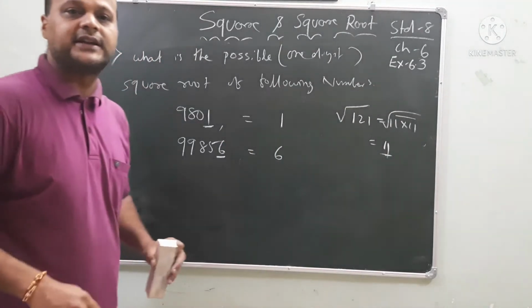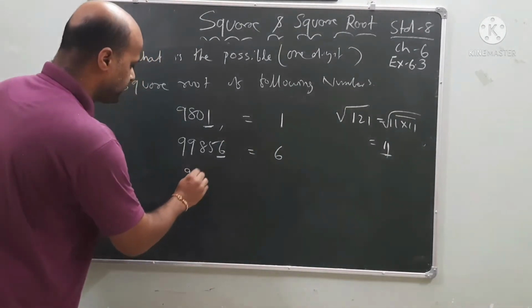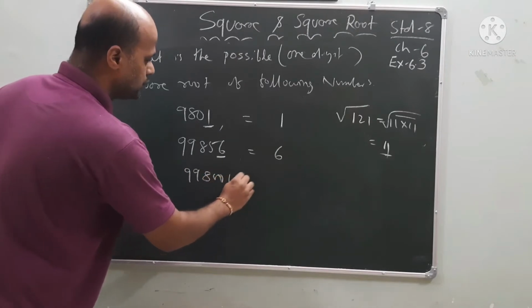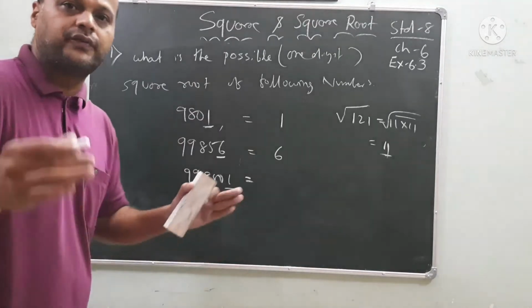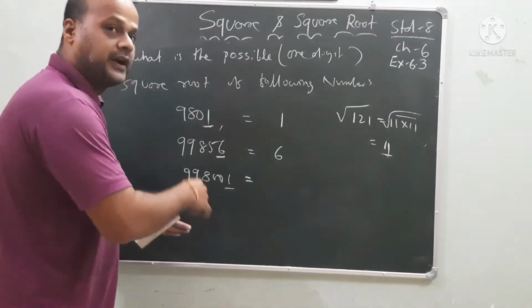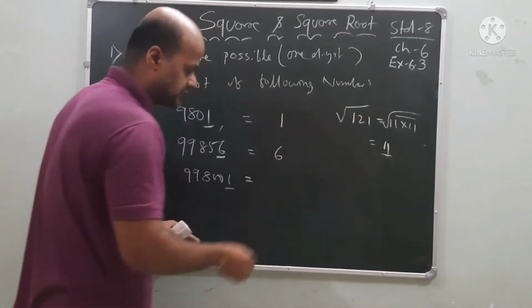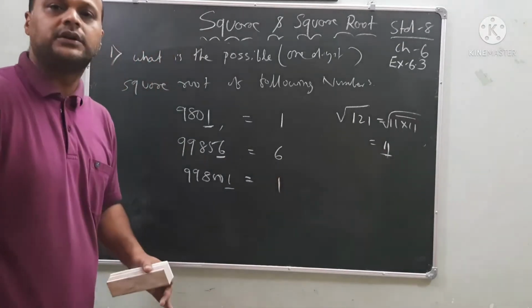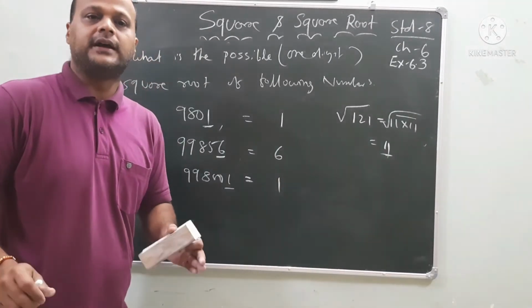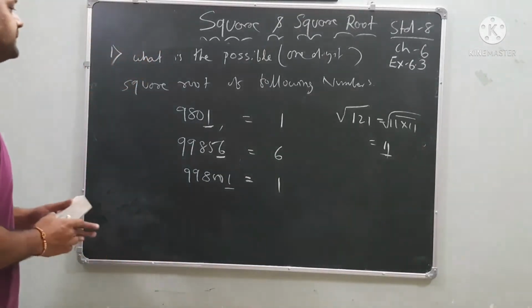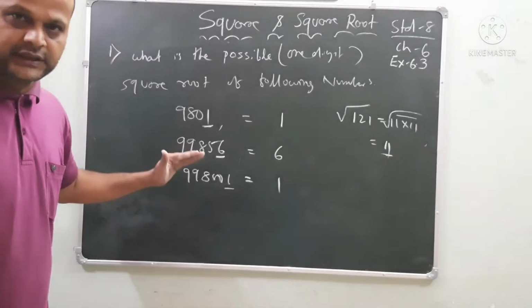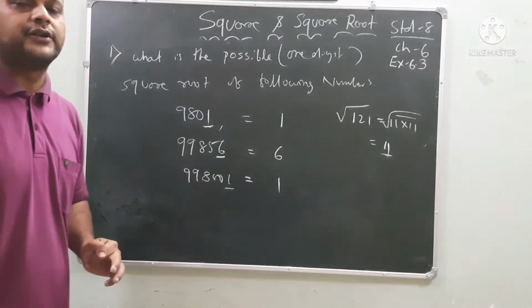Then what is the next one? 99801. Again 1 will come. Definitely it is the square of some number. So if I take out the square root according to this process, then 1 will come here. Understood, my dear friends? And the rest of the questions you will do on your own. Is this understood by you? Good. Very good, my dear friends.